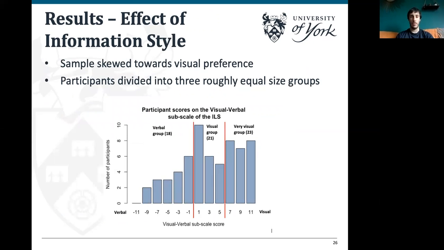Now, in terms of the effective information style, we found our sample was skewed towards users with a visual preference, which did affect our analysis. Participants were divided into roughly 3 groups. We had a verbal group of 18 participants who took scores between -9 and -1. We did not observe any participants who chose the verbal option for all 11 questions. The visual group consisted of 21 participants with scores between 1 and 5, and the very visual group consisted of 23 participants with scores between 7 and 11.